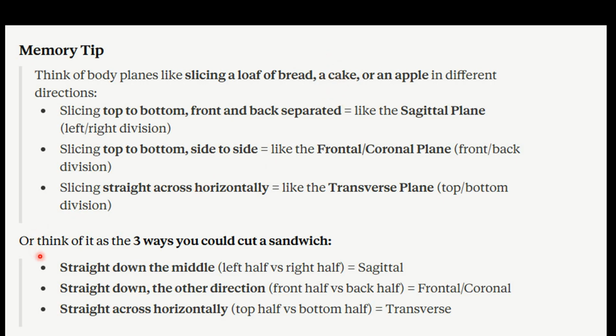Now you can imagine that straight down the middle, left half and right half, is sagittal. Straight down the other direction, front half and back half, is frontal or coronal. Straight across horizontally, top half and bottom half, is transverse. So that's all for today. In today's session we talked about what body planes are, why it is important to learn them, and the types, at least the introductory part.